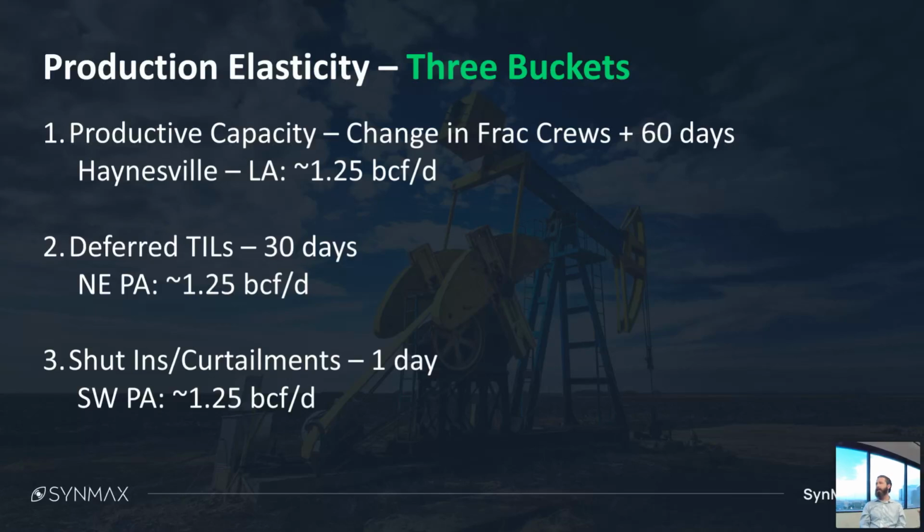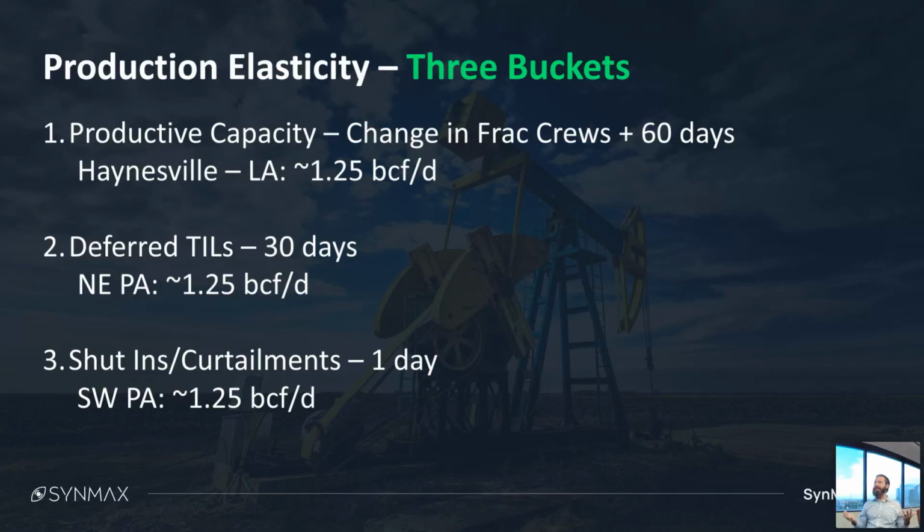And we estimate at that point that the impact of deferred TILs on the market in May was again about 1.25 BCF a day. Deferred TILs, they're a little bit more fast reacting than productive capacity. So it's a lever producers can move where they can get a little bit of a more immediate impact on production. But we expect that for an operator to be able to turn all of their deferred TILs in lines, there are constraints in the system.